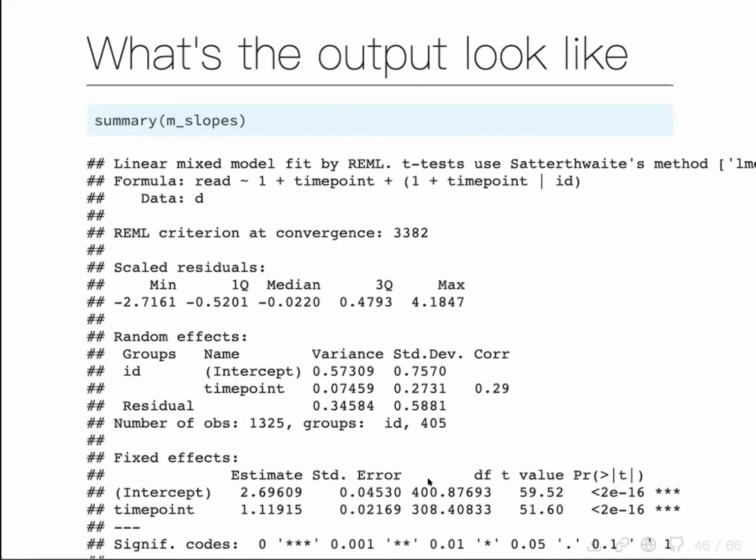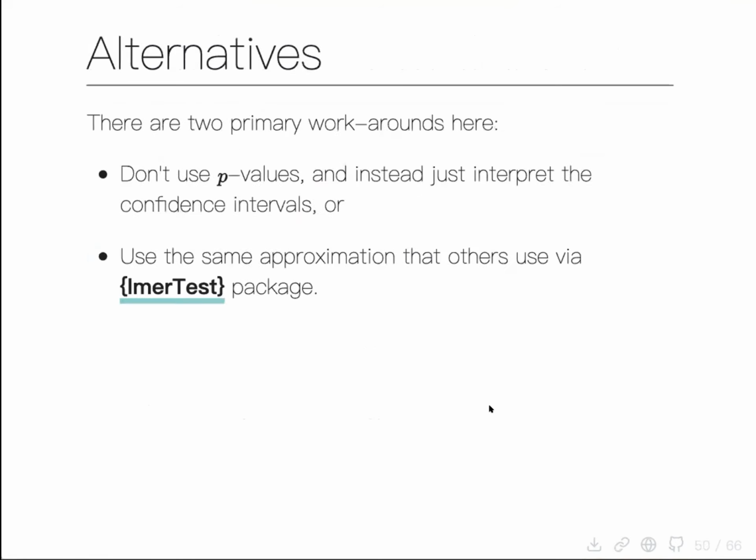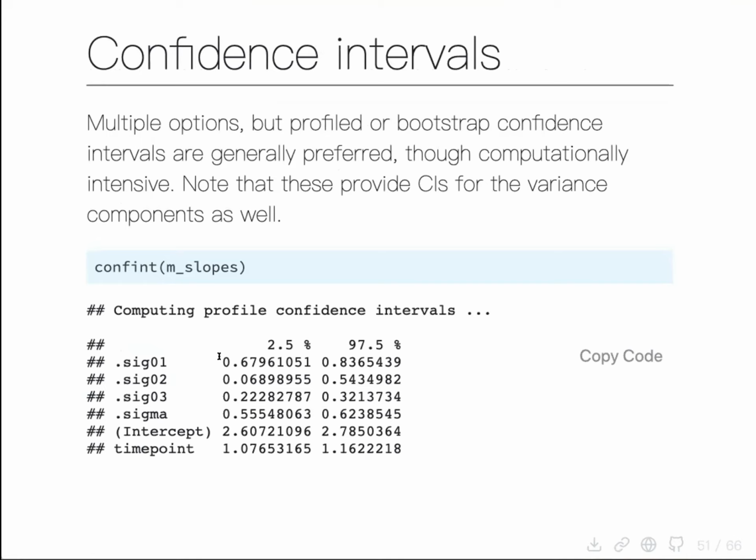So if we go back here, we've got, right, 0.75, 0.27, and 0.29. So 0.75, this is going to be the intercept confidence interval. And then this one's going to be the slope confidence interval. And then this is the correlation between them. Okay.